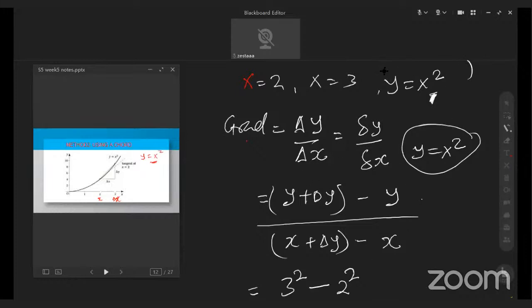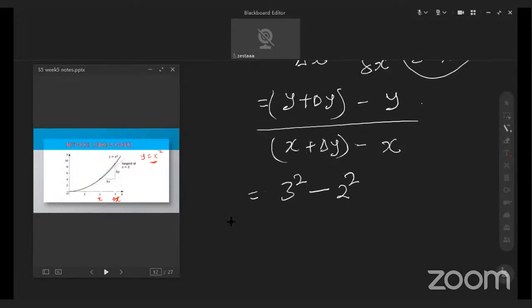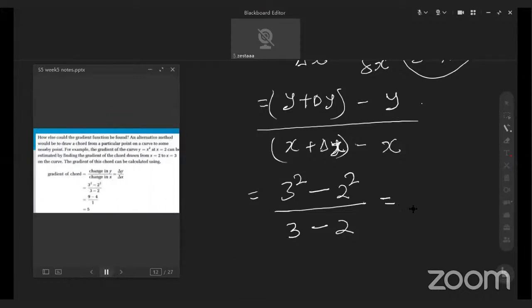Our change is now what? X, which is 2, and also the other one is 3, where we've changed to. So this will be 3 squared, so this is x, not y. So the change in x, we've changed to 3, and our original point was 2. So when you do so, at the end of it all, that's when we come up with our answer as what? As 5. This is what we have.